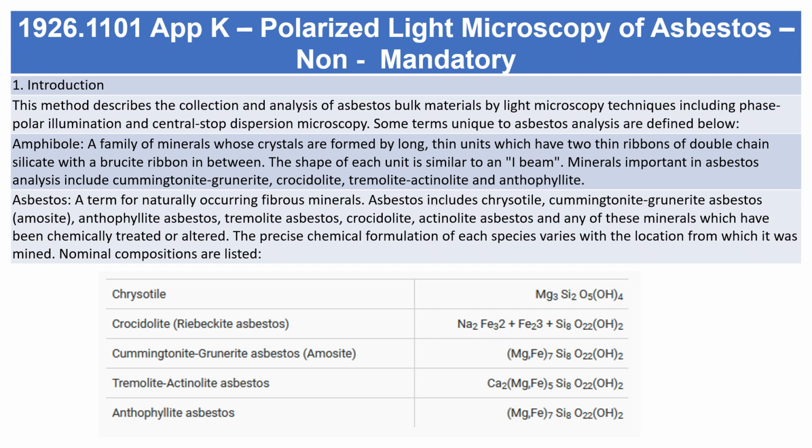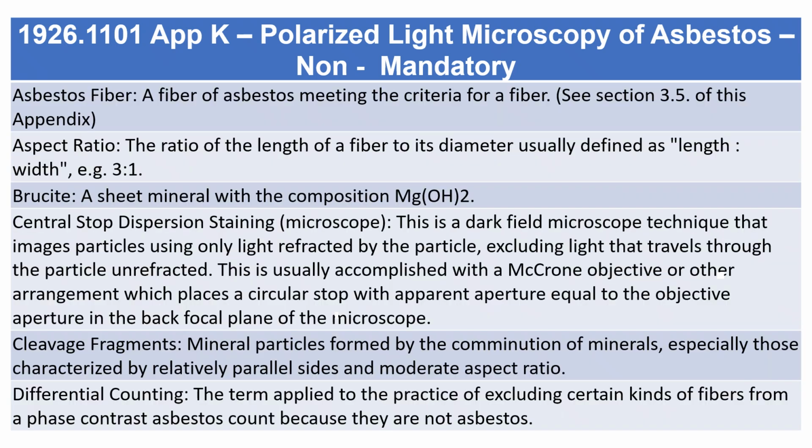Asbestos: a term for naturally occurring fibrous minerals. Asbestos includes chrysotile, cummingtonite-grunerite asbestos, amosite, anthophyllite asbestos, tremolite asbestos, crocidolite, actinolite asbestos, and any of these minerals which have been chemically treated or altered. The precise chemical formulation of each species varies with the location from which it was mined. Nominal compositions are listed. Asbestos fiber: a fiber of asbestos meeting the criteria for a fiber. See Section 3.5 of this appendix.